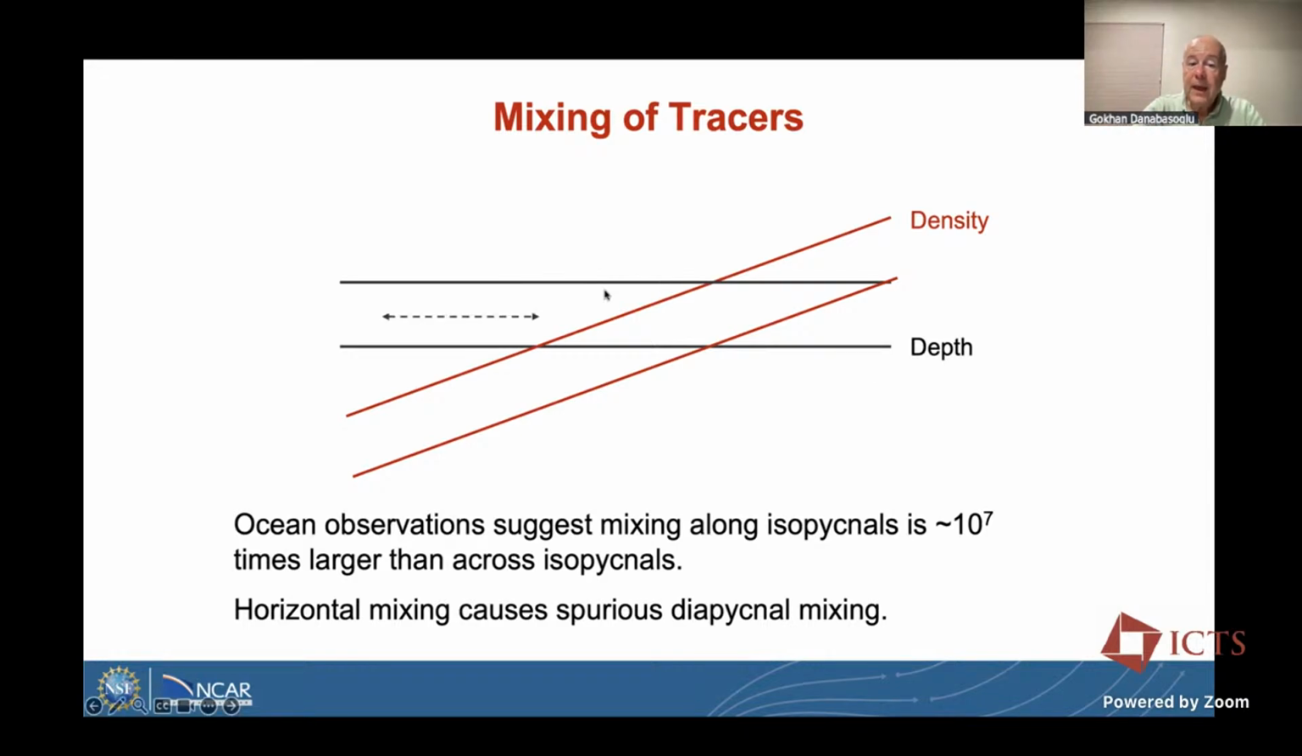are showing the ocean depth. So if the observations are suggesting that mixing should occur along density surfaces, any mixing that you have along a horizontal surface will cause spurious diapycnal mixing, meaning mixing across density surfaces, and we don't want to have that.